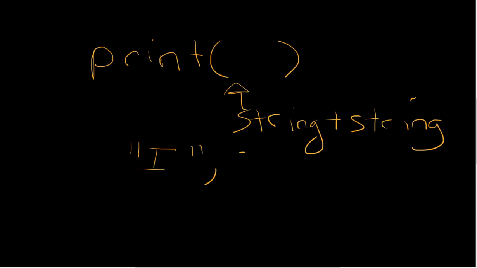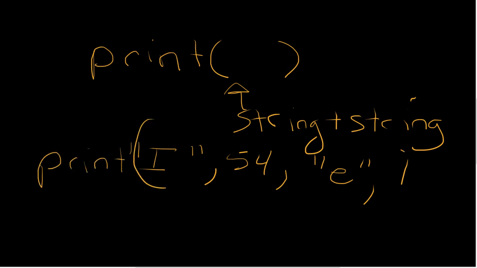I, 54, the letter E, and 1. We could actually put these. So these are all separate arguments that are going into the print function, and they're separated by commas. And this is true in all functions. When you have multiple arguments, multiple parameters, you're going to separate them by commas.